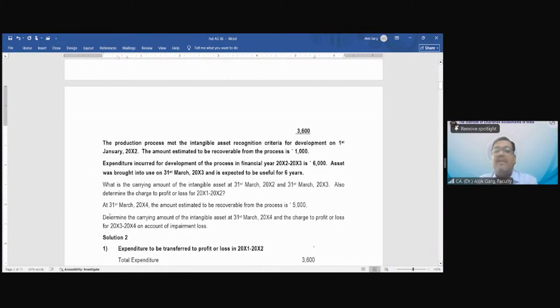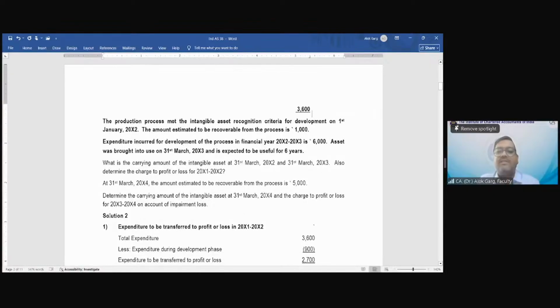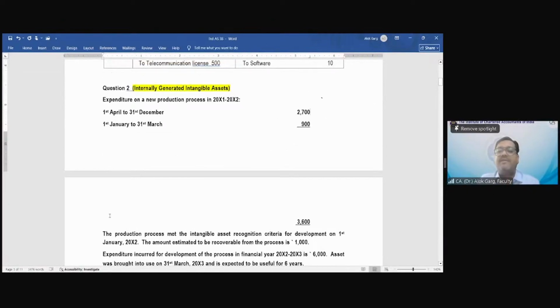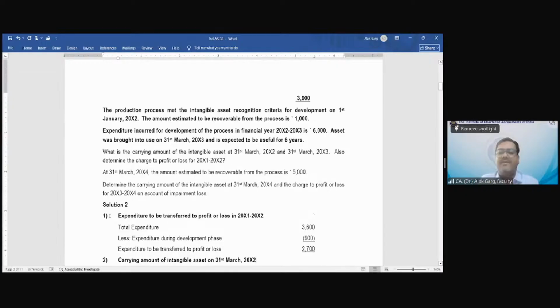And what is the carrying value of intangible asset on 31st March 20x2? 20x2 में carrying value कितनी थी? 900. And 20x3 में कितनी है? 6,900. So in 20x3, 6,900. And what will be the carrying value in 20x4? अब capitalize हो गया 31st March 20x3 पे. Now you have to amortize. What is the carrying value on 31st March 20x4? 6,900 minus 1150. So which means 5750, right?